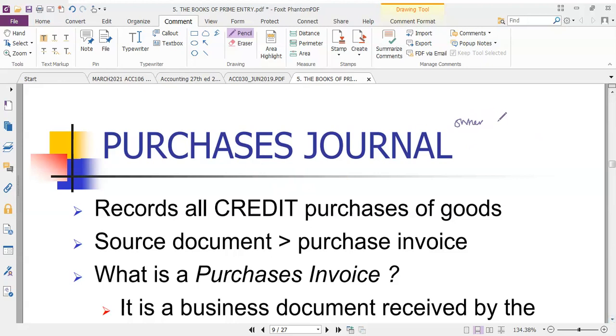Kalau purchase journal ni means what? Kita owner kan? Kita business. Kita buka business, kita adalah owner. And then purchase. Apa maksud purchase? Owner beli kepada supplier or supplier yang beli pada owner? Cepat siapa nak jawab?